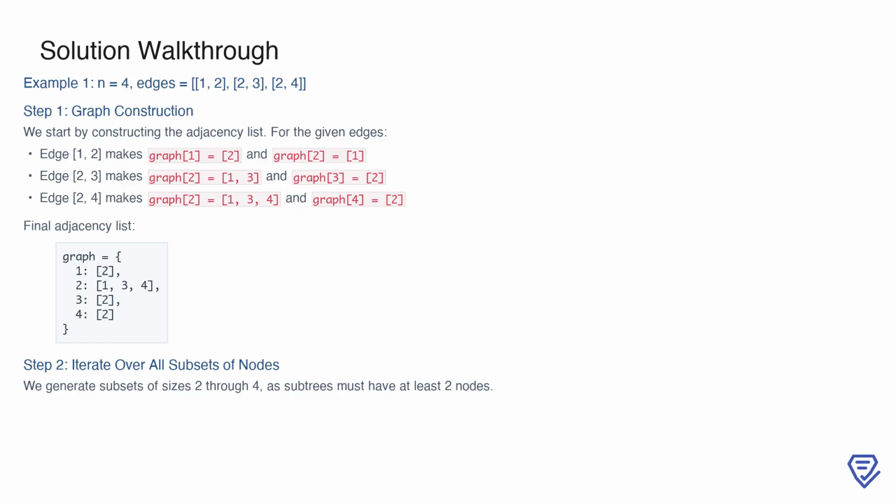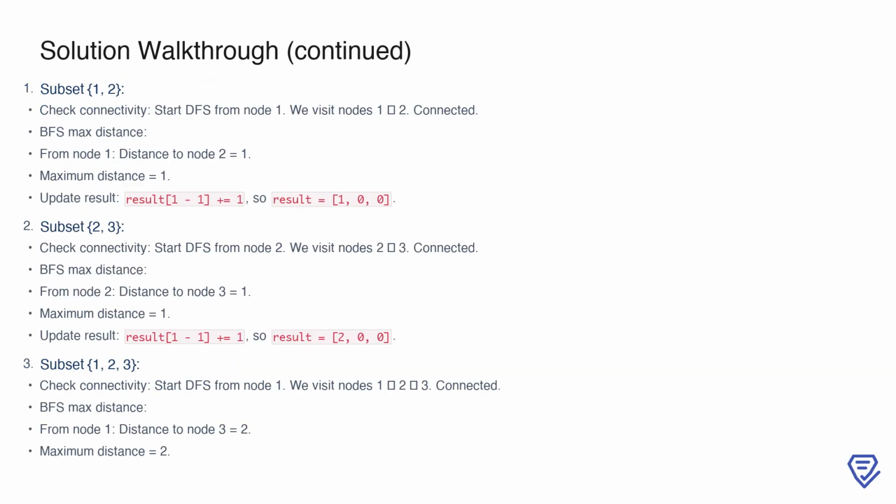Once the graph is built, we move on to iterating over all subsets of nodes, starting from subsets of size 2 because a subtree must have at least 2 nodes. By generating these subsets, we prepare to check which of them form valid subtrees and calculate their maximum distances. Now, let's analyze the subsets.